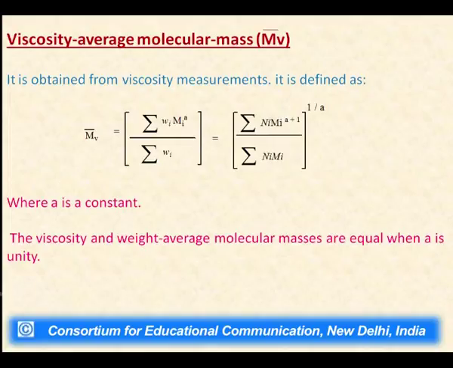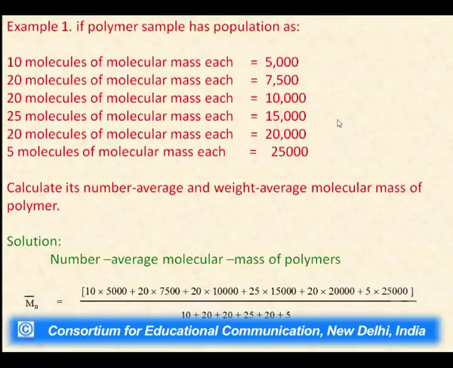Then comes the next method of molecular weight determination, the viscosity average molecular mass. Here, we take the viscosity measurements of many polymers and compare the viscosity data of all the polymers in the range of that molecular weight, which is given by Mv. It is equivalent to the ratio of these two properties, and here a is a constant. The viscosity and weight average molecular masses are equal when a is unity, or equal to 1. Now, to show these three molecular weight determinations, we have given some examples.